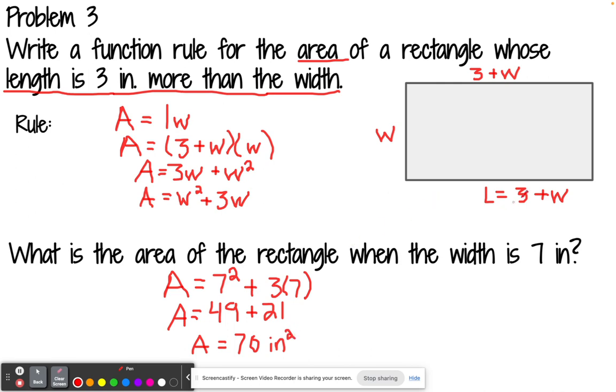And if I went up here and I said, let's see, if my length is 3 plus my width, and my width is 7, that means my length would be 10. And my width would be 7. 7 times 10 is 70 inches squared. I did it right. Probably made it a lot more complicated than if I would have just plugged it in from the original picture.